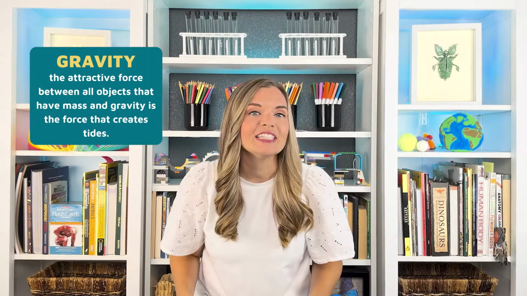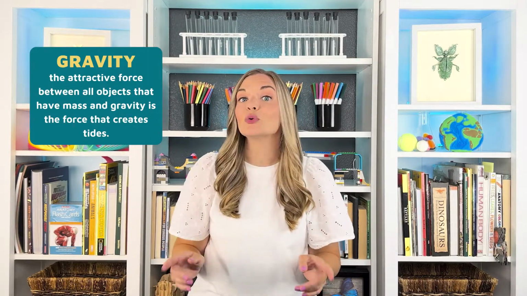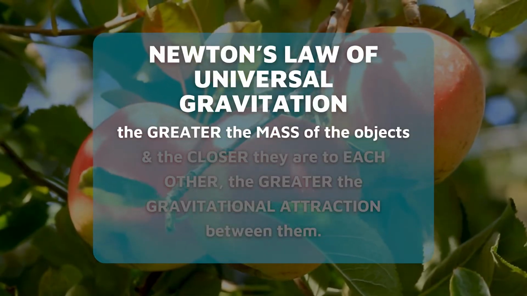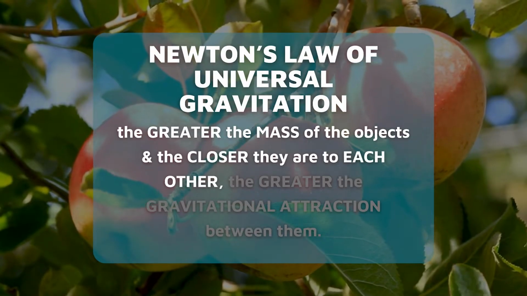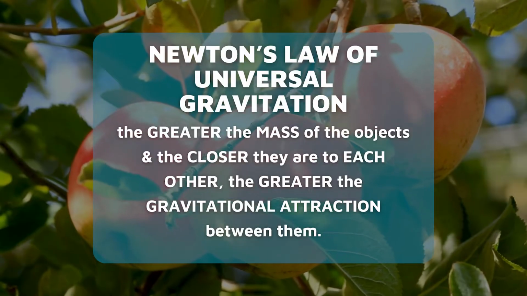Before we can figure out what's going on with the movement of the ocean, we need to take a look at a force that is always at work here on Earth and even out in space: gravity. Gravity is the attractive force between all objects that have mass, and gravity is the force that creates tides. Newton's law of universal gravitation tells us that the greater the mass of the objects and the closer they are to each other, the greater the gravitational attraction between them.